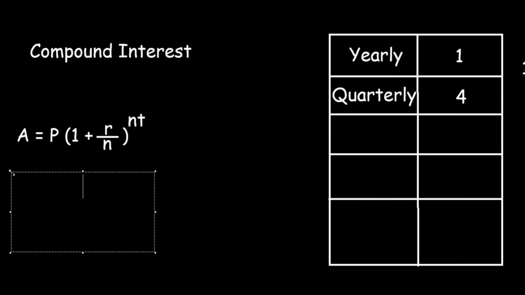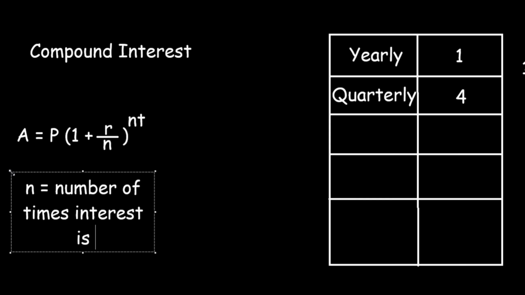Then we have our R value. Our R value will represent our annual interest rate. Then we have our N value. Our N value is the number of times that interest is compounded per year.